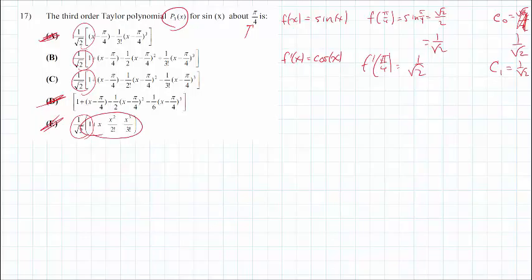We are down to b and c, and both b and c have the same constant times their first order term. Alright, so let's go on to the second order term. Derivative of cosine is going to be negative sine. F double prime at pi over 4, therefore, is going to be negative 1 over root 2, and then c2 is going to be negative 1 over root 2. And of course, don't forget to divide that by 2 factorial. Oh, but they forgot to divide by 2 factorial in c and b, so therefore the answer must be c.